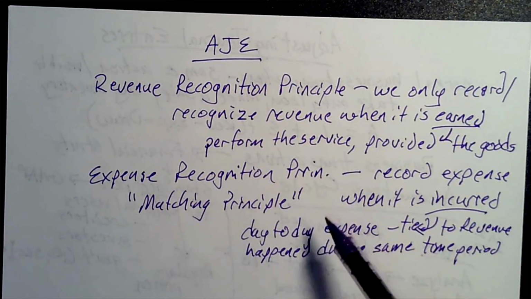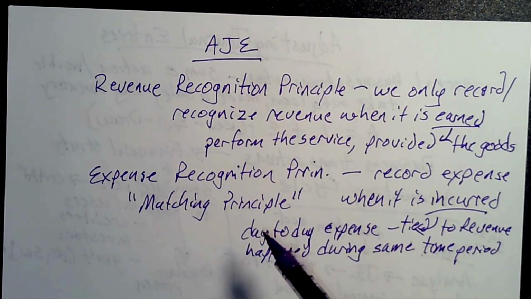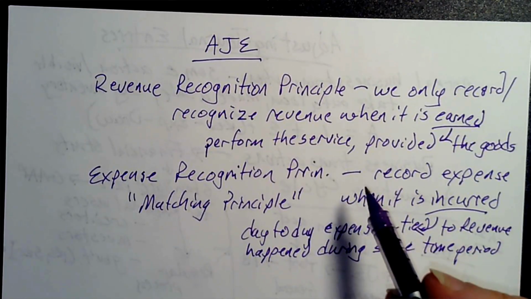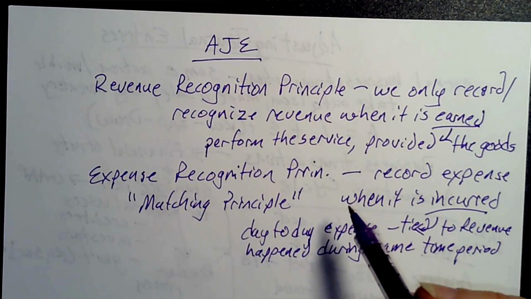And that's why I say we match the expense. That's what we call the matching principle. We match the expenses to the revenue. What expenses were necessary to generate the revenue?